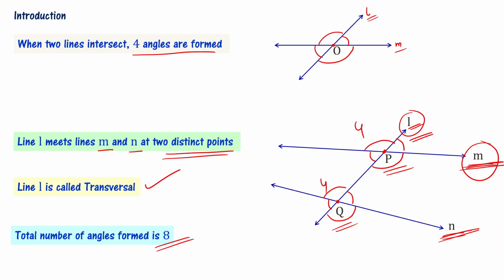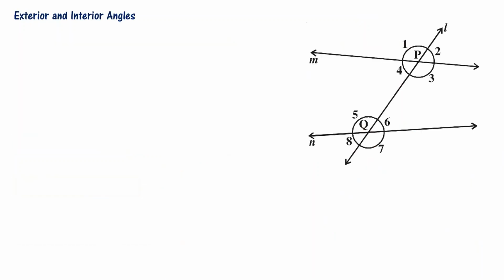Please note this. We have two lines M and N, and there is a line intersecting these two lines at two different points. That line is called transversal. In this particular case, line L is the transversal, right? Now let us look at this figure. You have line M, line N, and line L is intersecting these two lines, right? At two different points, P and Q. So L is the transversal, right? Now observe this figure so that we can understand about exterior and interior angles.